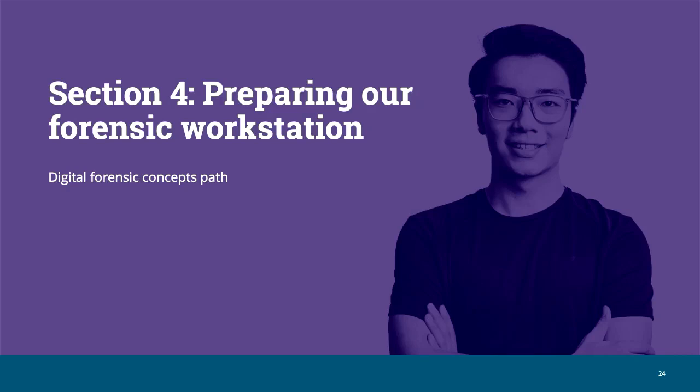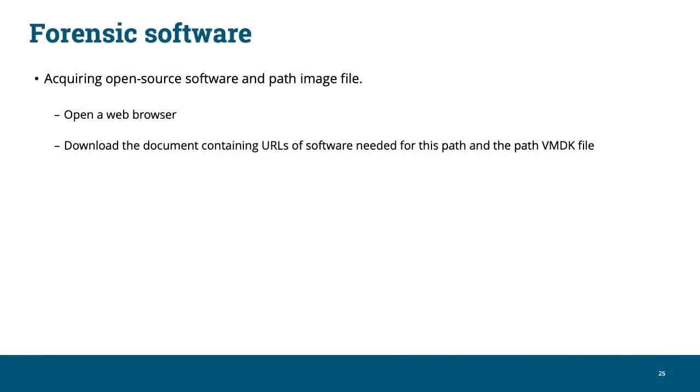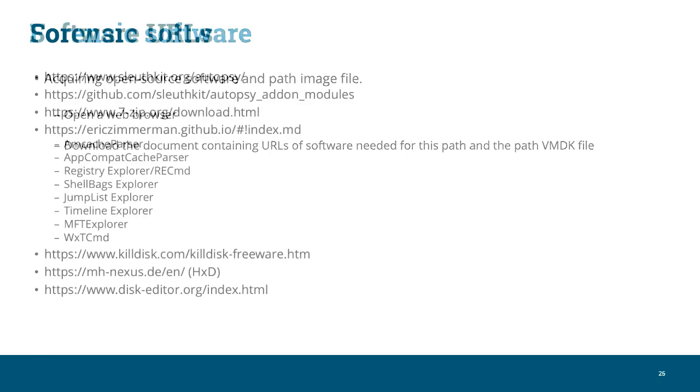In this module, we're going to prepare our forensic workstation to examine evidence. We're going to acquire open source forensic software, and we're going to acquire the path image file. The first step is to open our web browser. The second step is we're going to download the document containing the URLs of the software needed for this path and the path vmdk file.